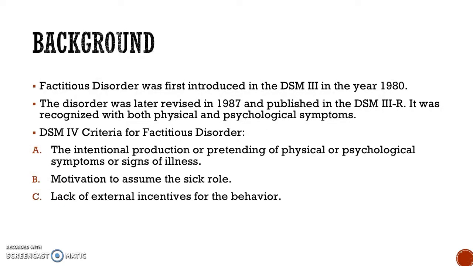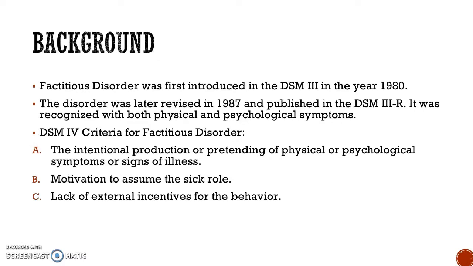So this is a brief background on factitious disorder. A fun fact is that this disorder was actually named after a German officer named Baron von Munchausen. He was known to embellish his personal history and fabricate stories. So the disorder was introduced in the DSM in 1980. However, the DSM-3 was later revised in 1987, and so was the criteria for this disorder. In the revised version, it was recognized that the condition can be presented as both physical and psychological symptoms.